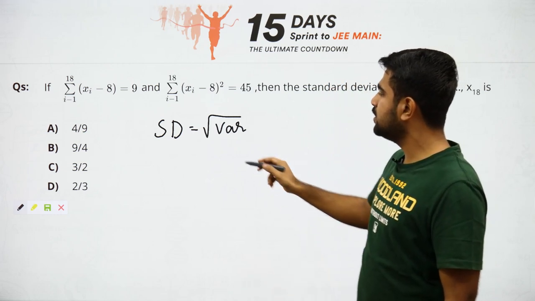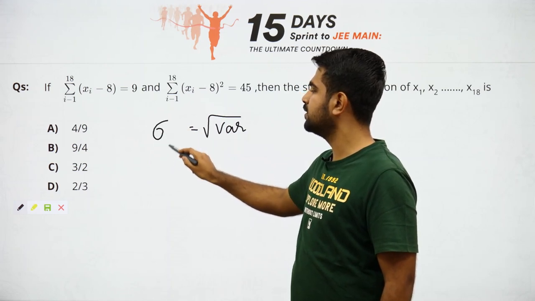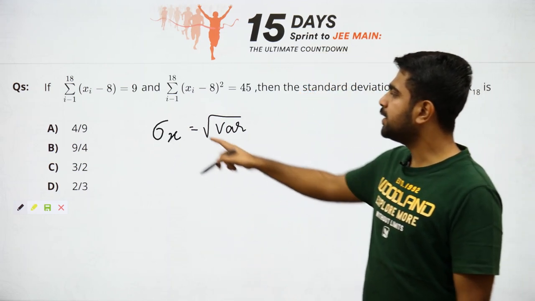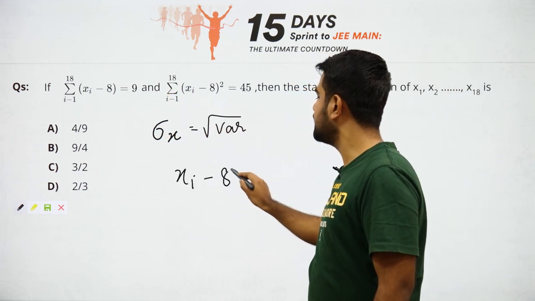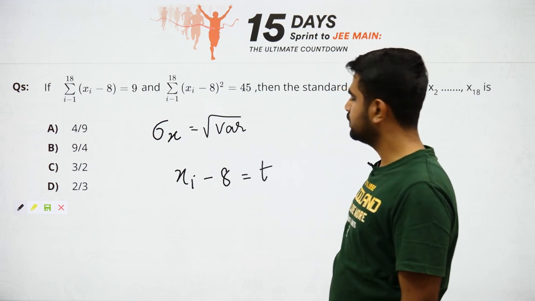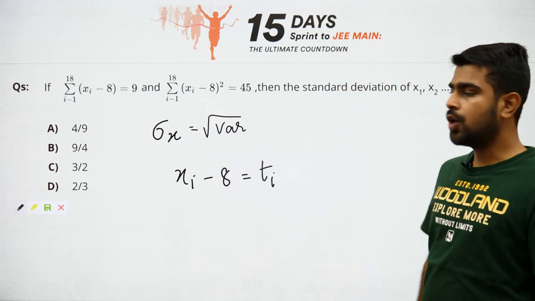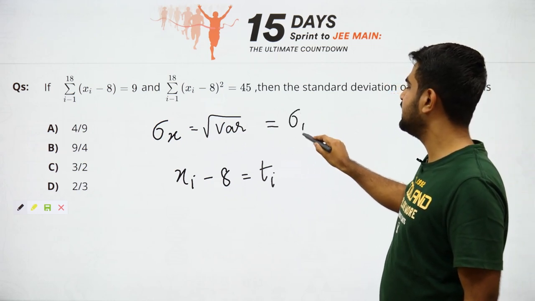Okay, so standard deviation is usually represented as sigma. So I can write sigma of xi. Now let me take xi minus 8 as ti. Let me take it as t, or ti. So sigma of x should be equal to sigma of t.